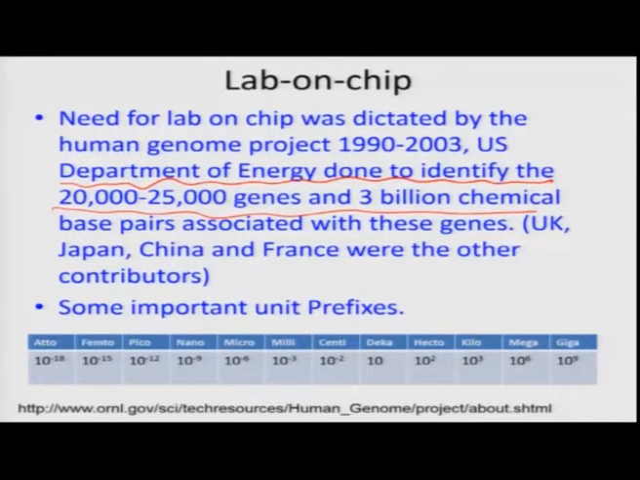actuated within small platforms, miniaturized platforms, and with those flows on board you are able to sense some of the biofluids, some things related to the 3 billion chemical base pairs associated with various genes. Obviously, UK, Japan, China, France were some of the major contributors in this zone.